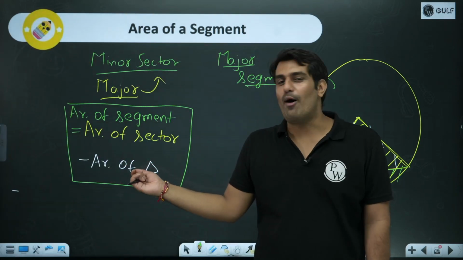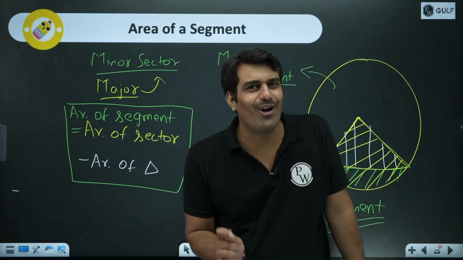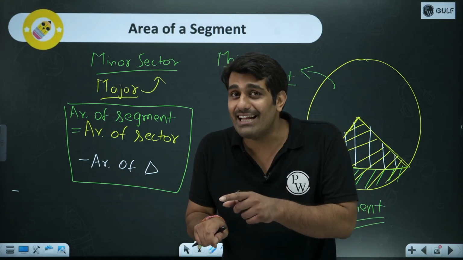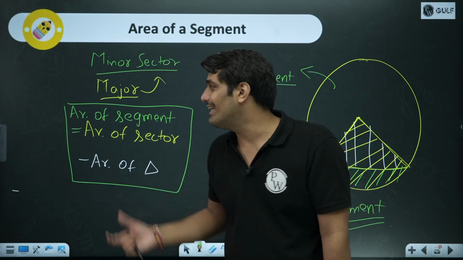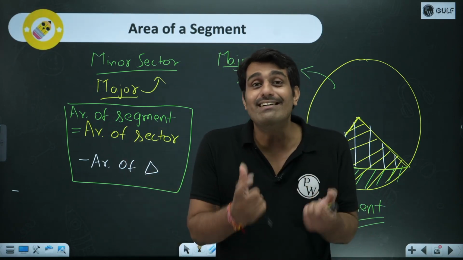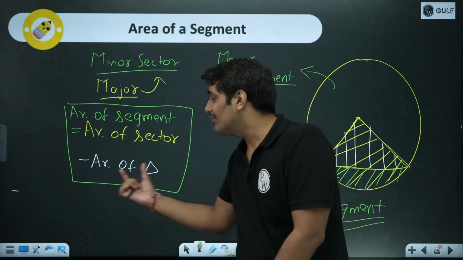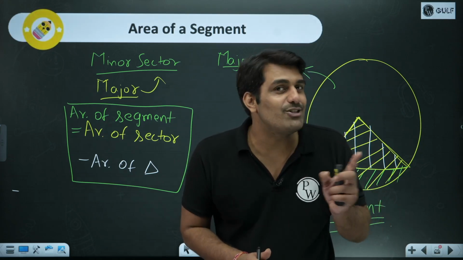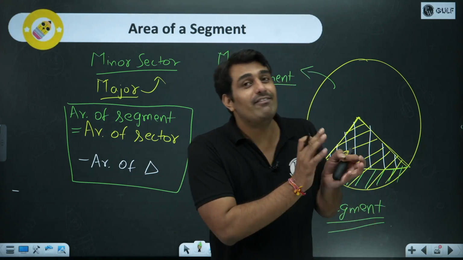This is the basic formula, and I don't think this is a formula at all. This is a simple statement. You have to calculate the area of the sector, subtract the area of the triangle from it, and you will get the area of the segment. But the problem arises, sir, how to calculate the area of the triangle? Calculating the area of the triangle depends on how much previous knowledge you have.